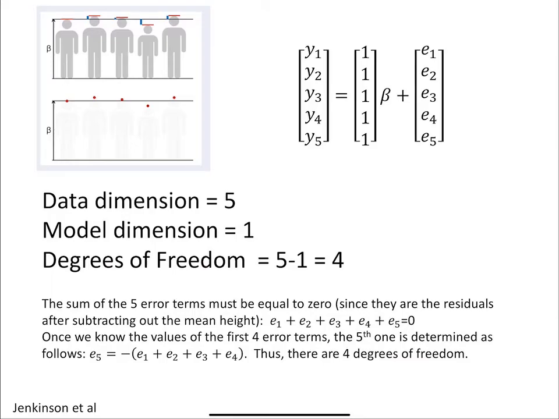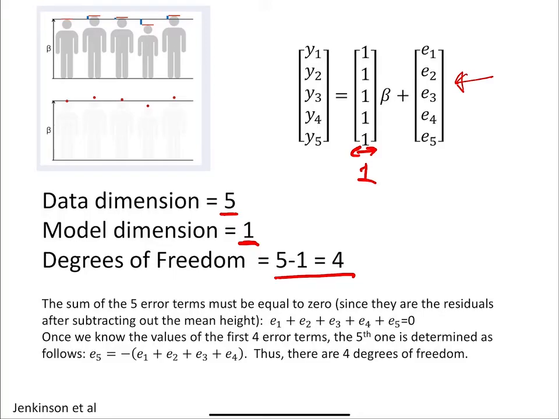Okay, so for example, in our example, we had 5 elements of our data. So the data dimension was 5. The model dimension was 1. This only had 1 column, right? So the degrees of freedom was 4 for the error. Okay? And how can we think about that? So that's saying that these 5 numbers, E1 through E5, only have 4 degrees of freedom. Okay? And think about it.